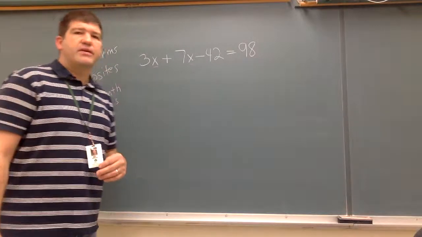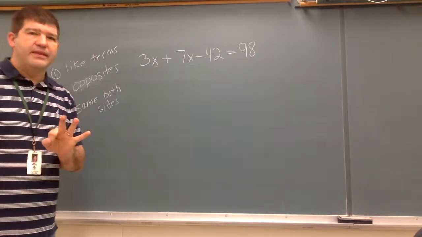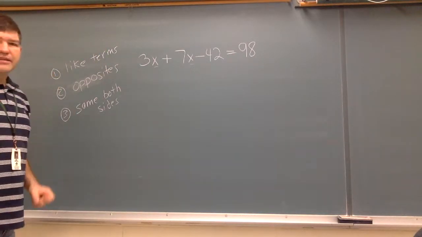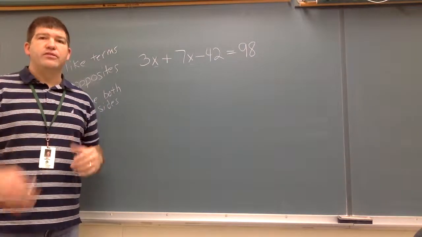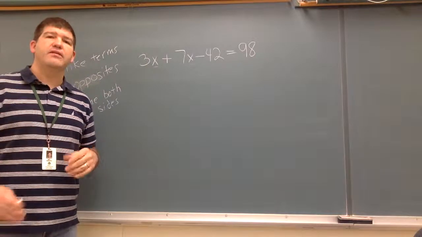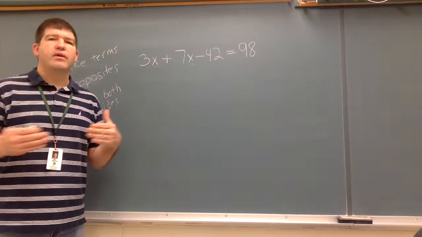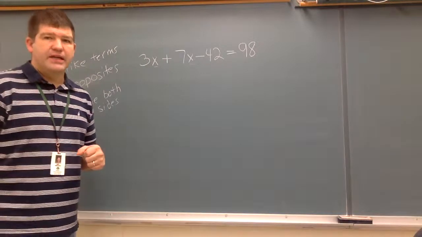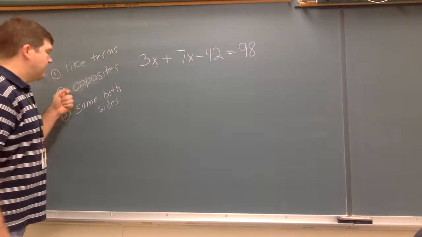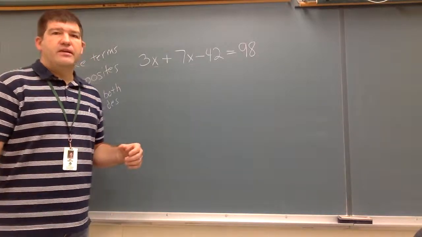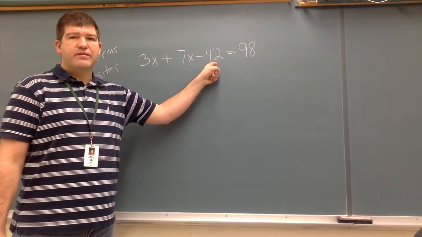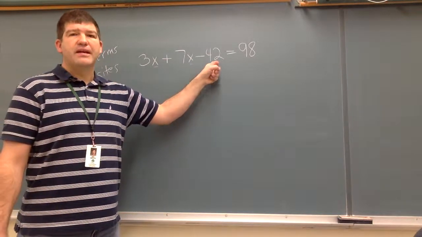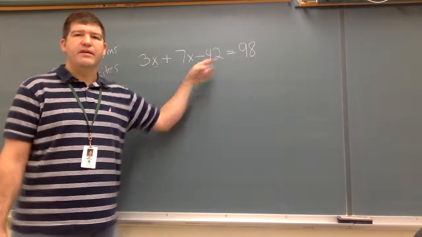First thing I want to do is start with thinking about 3 things. One is like terms. If it's x's, you can put them together. If it's numbers, you can put them together. If it's b's, you can put them together. Whatever is like terms, you put together. So you got to think that way. Two is opposite. If I want to get rid of something, if this is minus 42, I got to do the opposite. I got to add 42 here, okay?